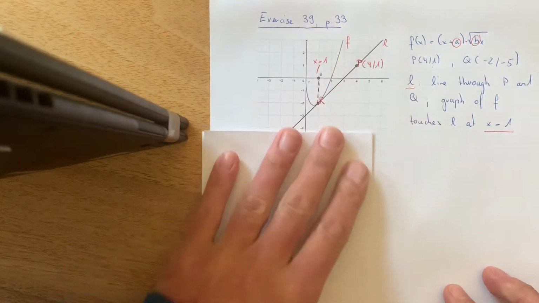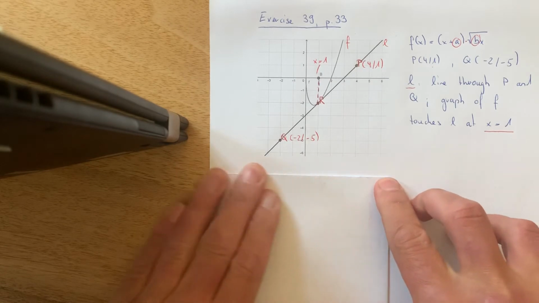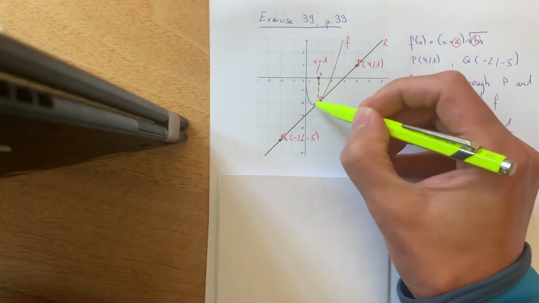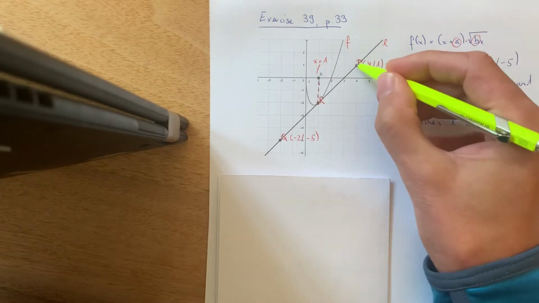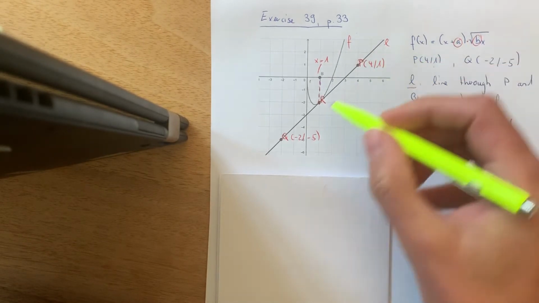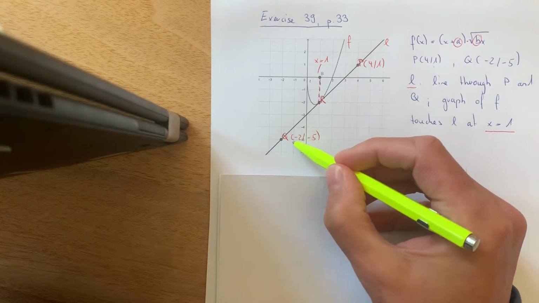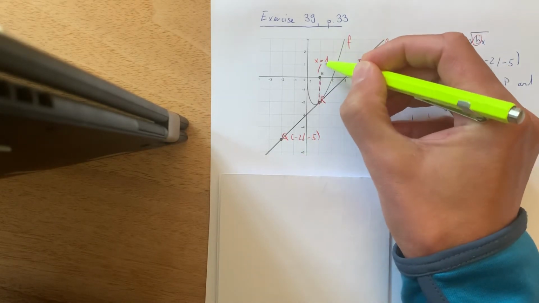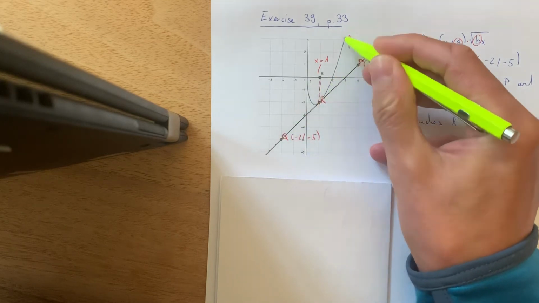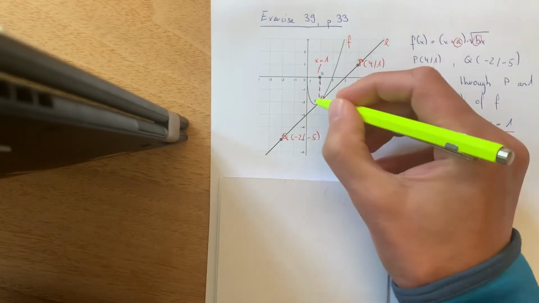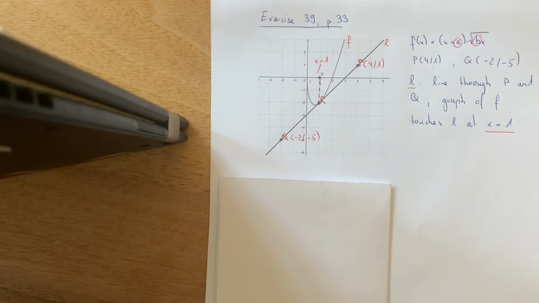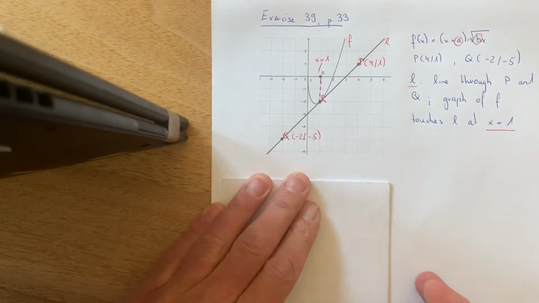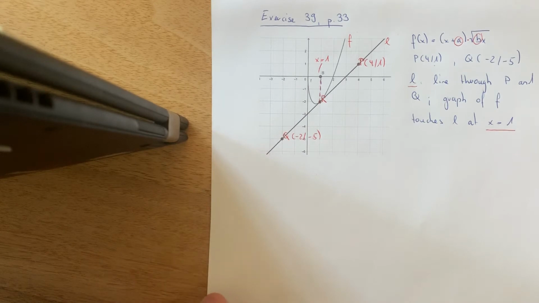So here's a picture of the situation, okay? So you see here, this is the graph of f. This is point P with coordinates 4, 1. This is point Q with coordinates -2, -5. Here is x equals 1, and now you see the graph of f touches this straight line here in this point, okay? So this is everything we know about f. So let's see.